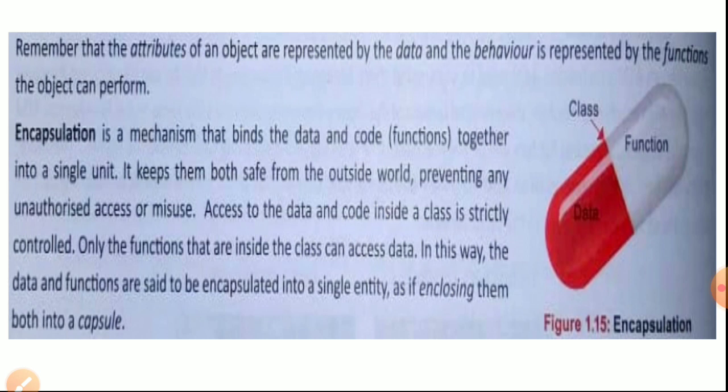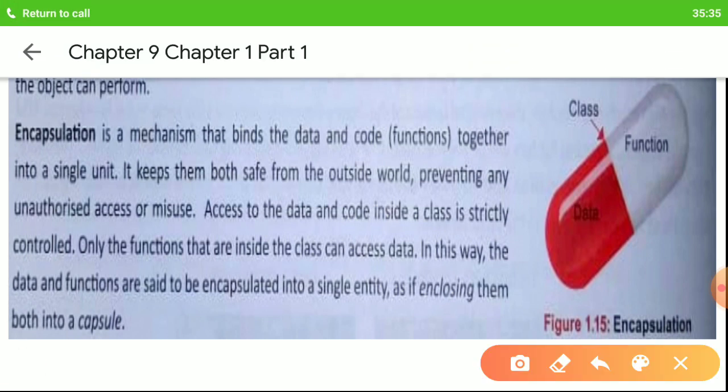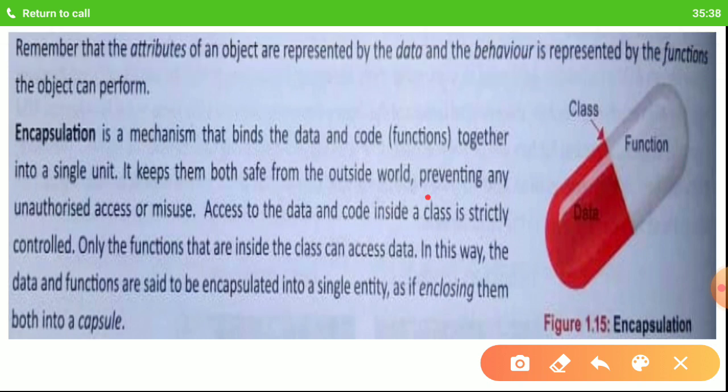As we saw in the earlier example when I was discussing abstraction, you saw that you're able to access the homeworks given by the teachers, but you aren't able to access the employee record. Okay, so that is known as preventing any unauthorized access or misuse.